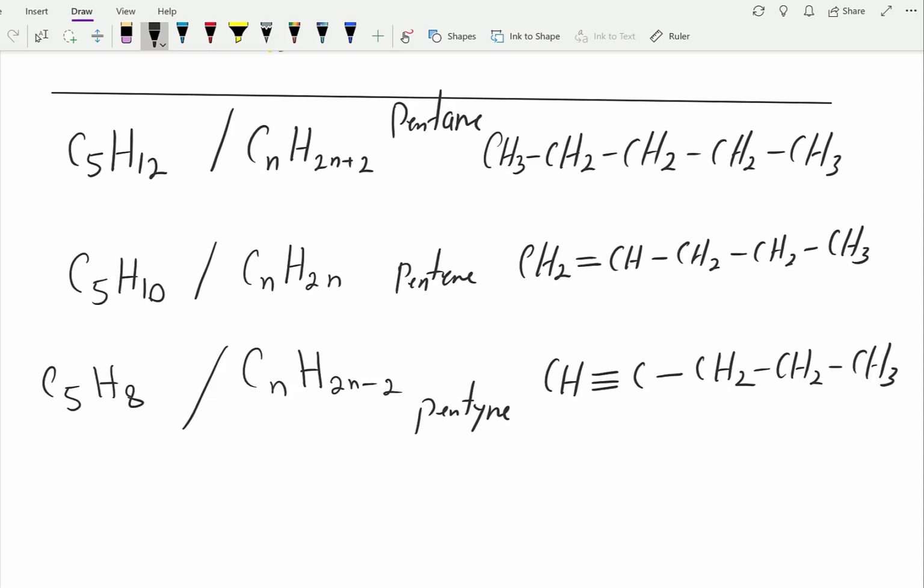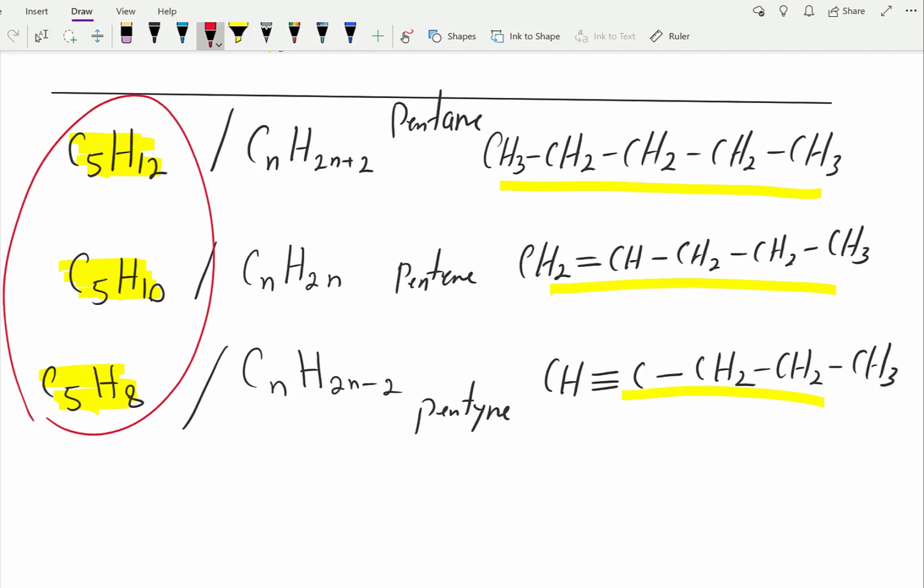So they are not considered isomers of each other because they have different molecular formulas. And if you remember the definition of isomers, we said isomers are compounds which have the same molecular formula but different structure. Here we have different structures, but their molecular formulas are also different from each other. So they are not isomers of each other.